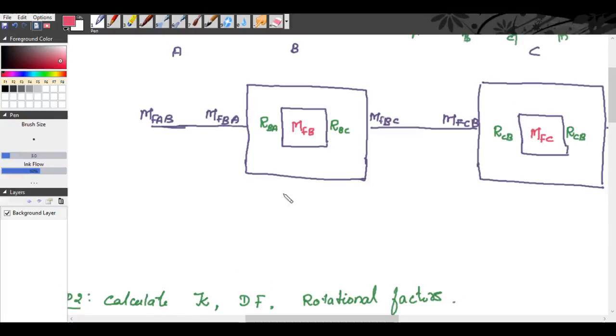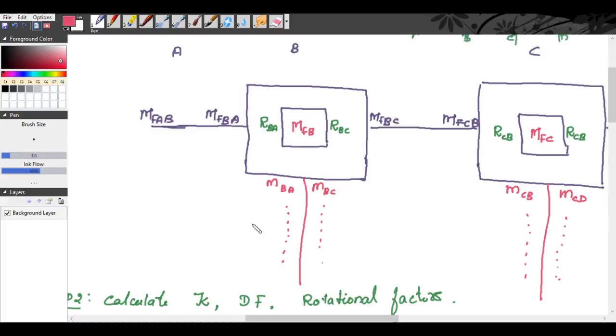You have to put a line and write. Here you will be calculating M'BA, M'BC, M'CB and M'CD. This goes on depending upon the number of iterations: first iteration, second iteration, third iteration, fourth iteration, etc. For every iteration you have to find M'BA and M'BC. Okay, so that is all.